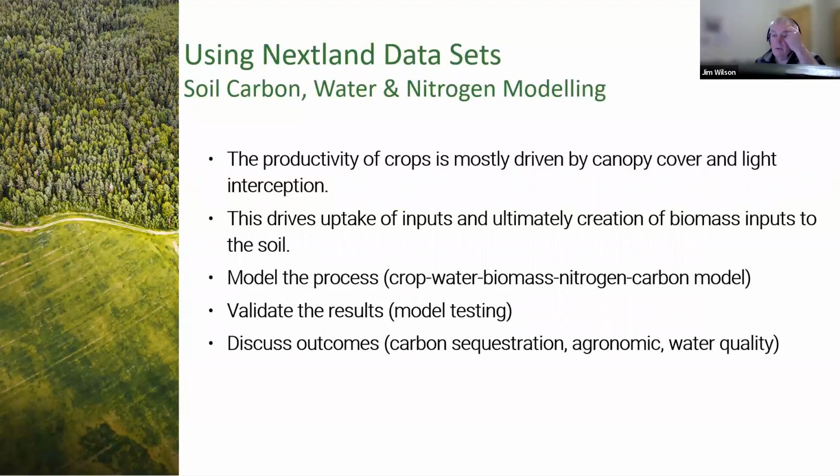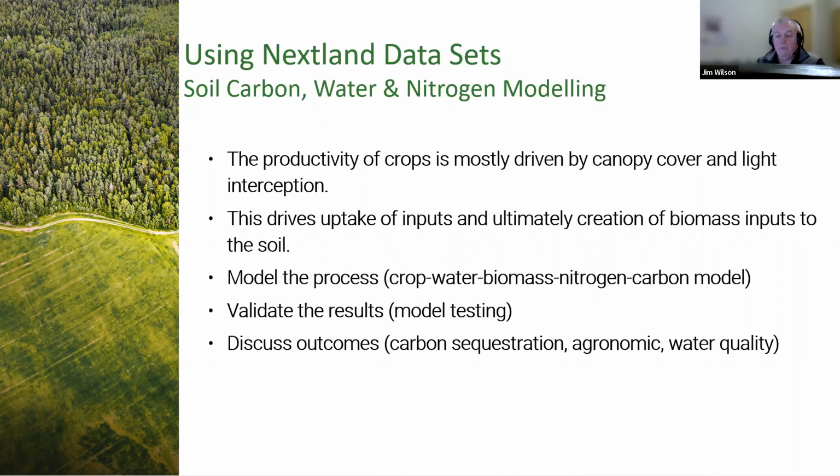Well, the example that I'm showing today is that we're running a high resolution, so every 15 meters across the field, soil, carbon and water, and nitrogen model. And what the fundamental inputs are, our concept is that the productivity, the yield, the dry matter generation of crops is mostly driven by how much light a canopy can intercept, and then that light, the PAR effectively, is then converted into dry matter and partitioned into different parts of the growing plant.